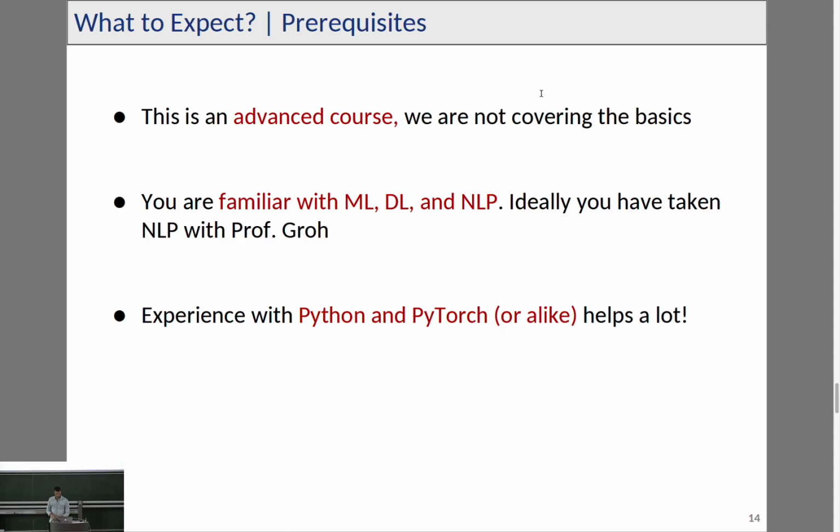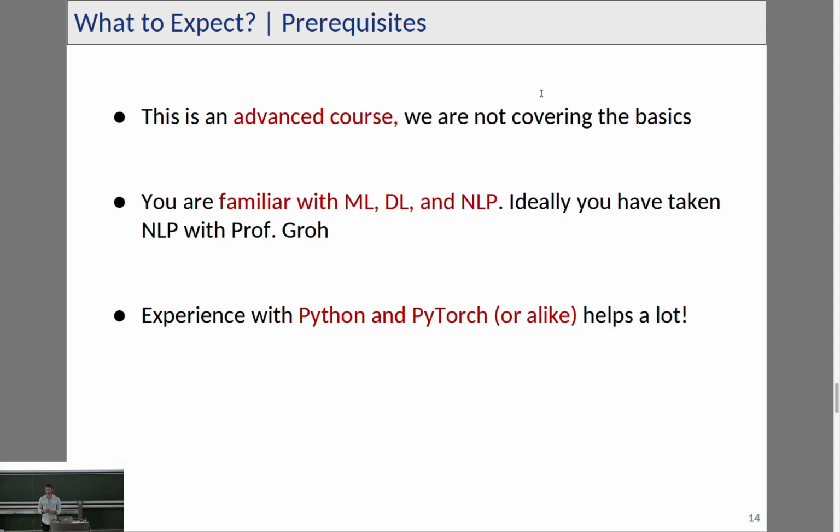And in terms of what to expect. So first of all, what do we expect from you? This is an advanced course. So we will not be explaining what an LSTM does, neither what BERT does. We sort of expect that you know how that works. And if you don't, there's still time to catch up quickly at the beginning, but I don't think we will lose a lot of time going over the basics. So we will take a lot of things for granted.